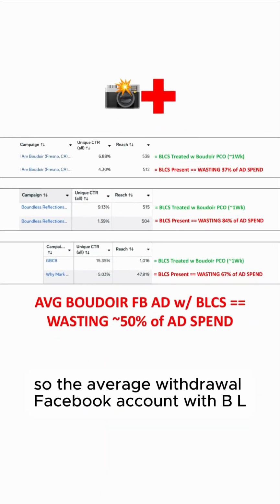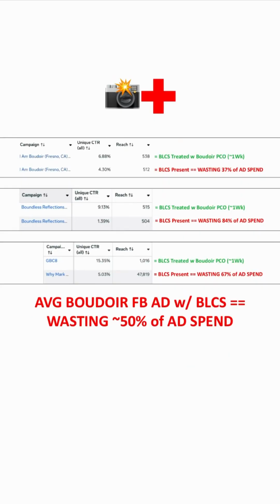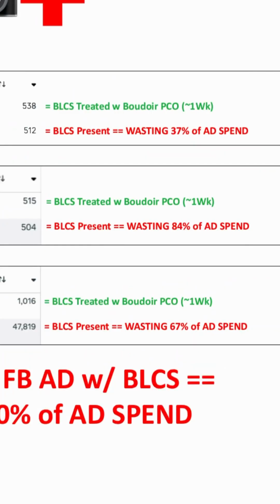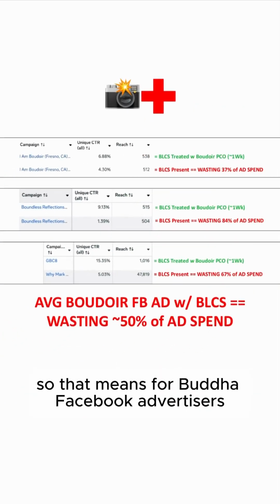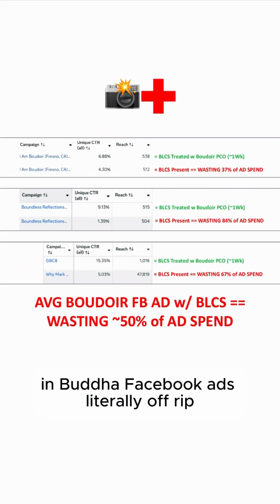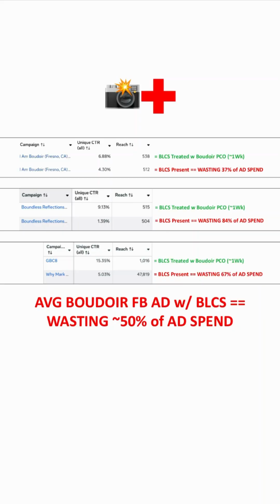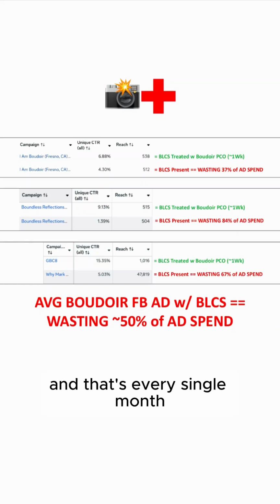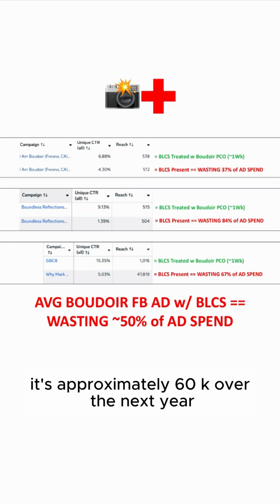So the average Boudoir Facebook ad with BLCS is wasting about 50% of its ad spend. Look at the numbers right here. We got wasting 37%, wasting 84%, wasting 67%. Take the average of these numbers, it's probably somewhere between 50 to 60%. So for Boudoir Facebook advertisers spending more than 10 grand a month, literally off the rip, approximately 5K a month is being wasted, paid to Facebook for no benefit whatsoever. And that's every single month. So at the end of 12 months, it's approximately 60K over the next year.